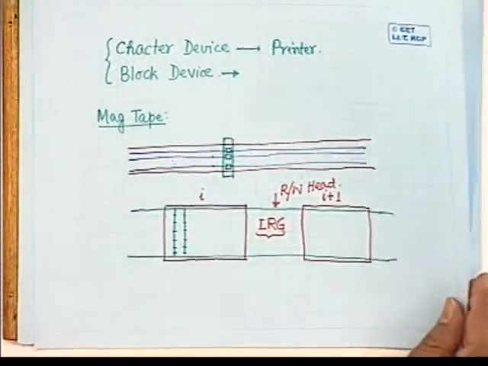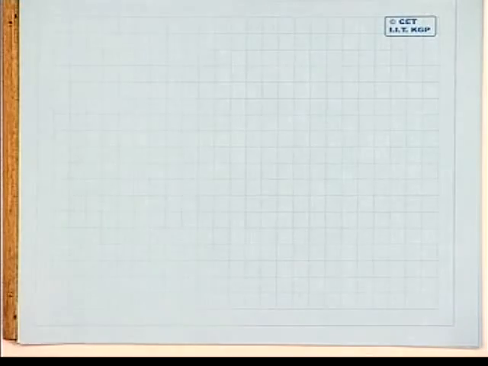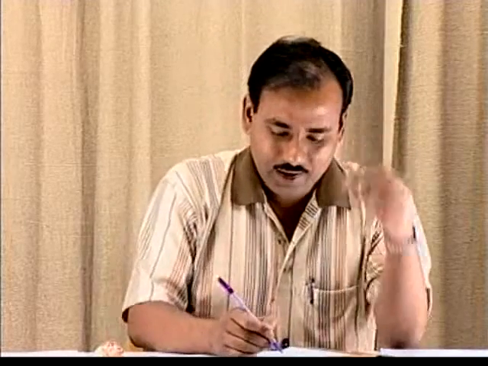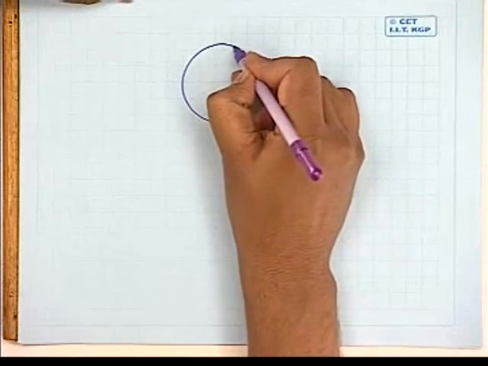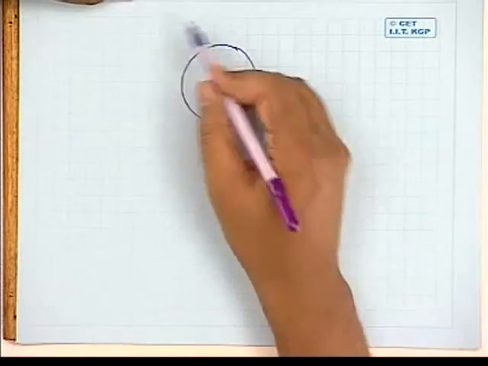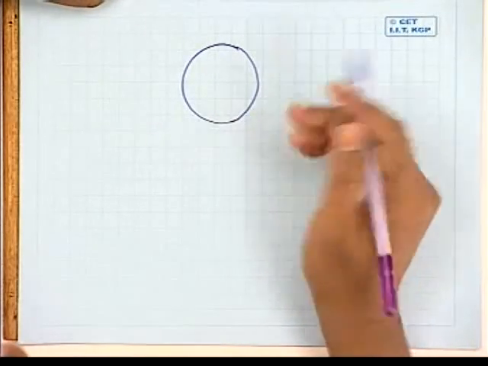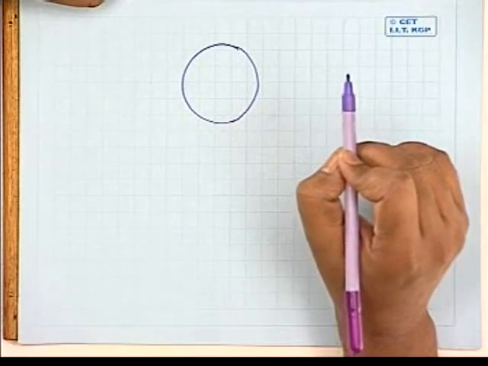Now, unlike magnetic tape, in case of magnetic disk, let me first discuss the floppy disk, because magnetic disk is nothing but an extension of the floppy disk. You know that a floppy disk is nothing but a circular disk. Okay, a circular plate. Again, this plate is made up of some synthetic material and coated with magnetic materials.